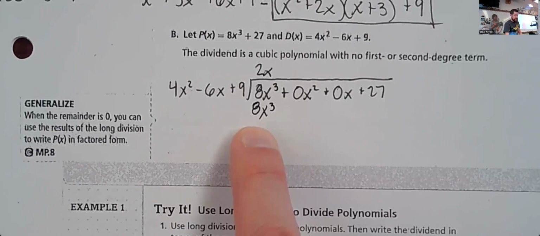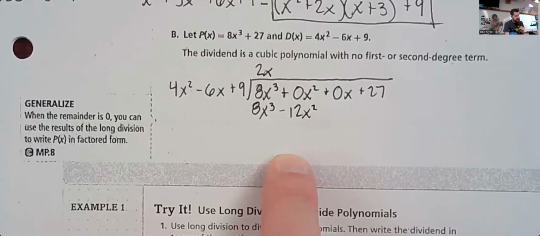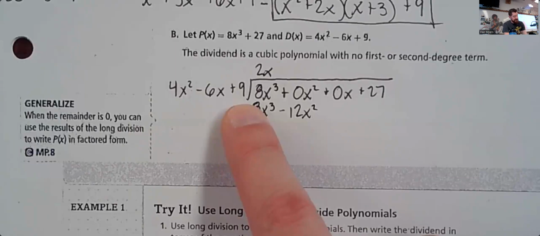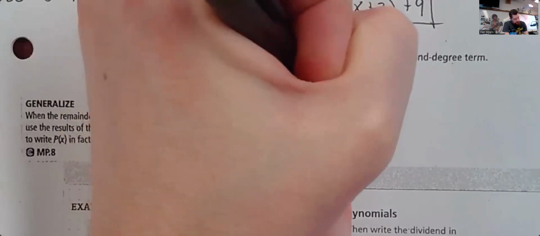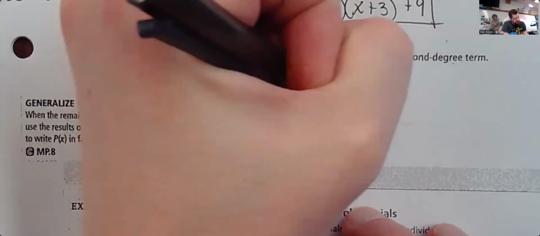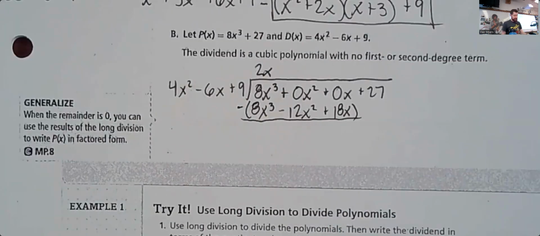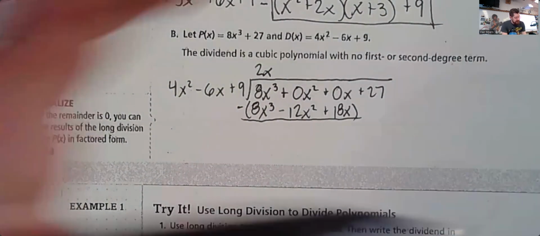Let's see. 2x times negative 6x would be minus 12x squared. And then 2x times 9 would be 18x. And then we're going to subtract, just like we did in the last problem. So set this up here. I'm going to put parentheses around that because all 3 of those things need to be subtracted. 8x cubed minus 8x cubed cancels out.